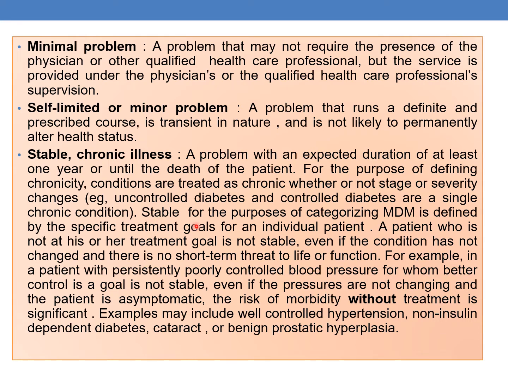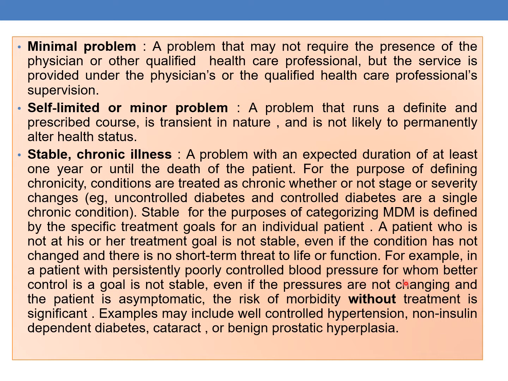Now coming to stable. What is stable? Stable for the purpose of categorizing MDM is defined by the specific treatment goals for an individual patient. A patient who is not at his or her treatment goal is considered to be not stable. If treatment goal is not met, then the patient is considered to be not stable, even if the condition has not changed or there is no short-term threat to life or function.